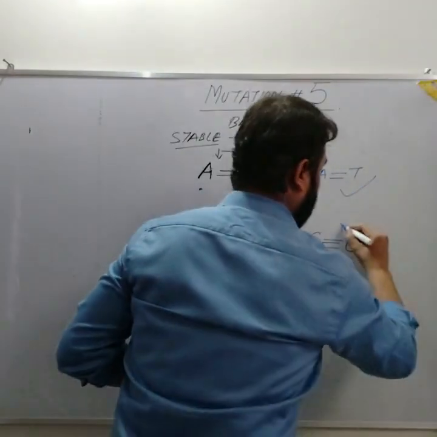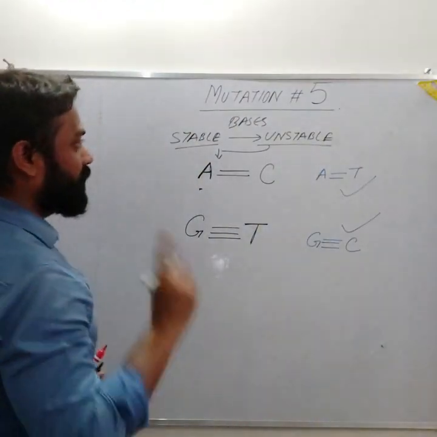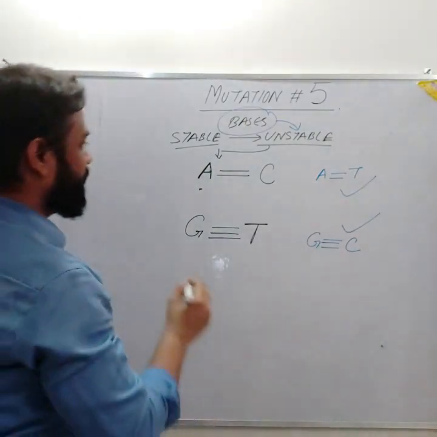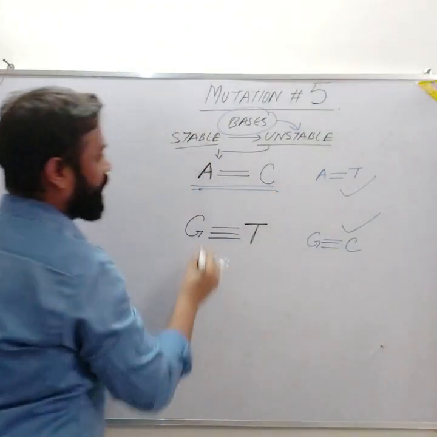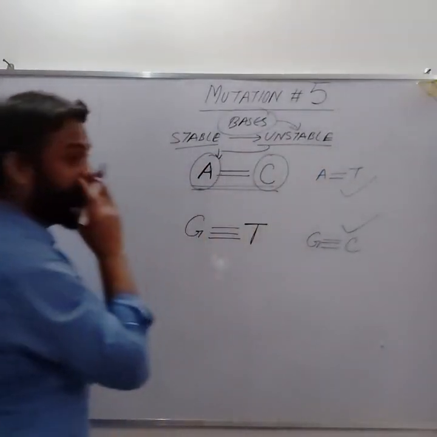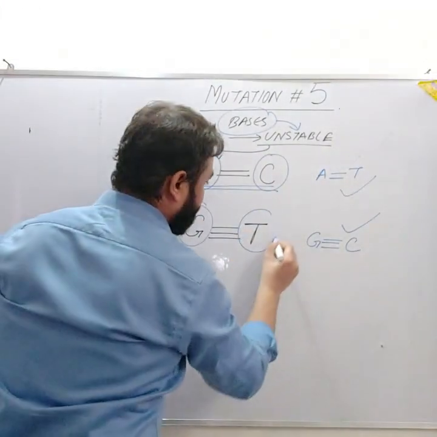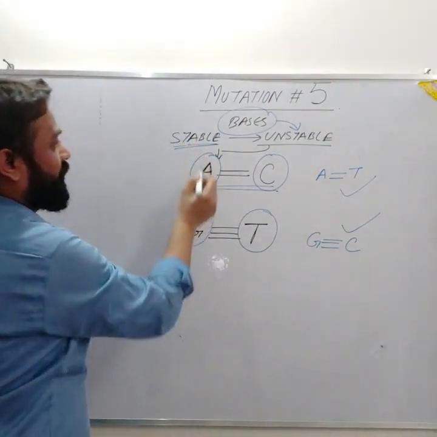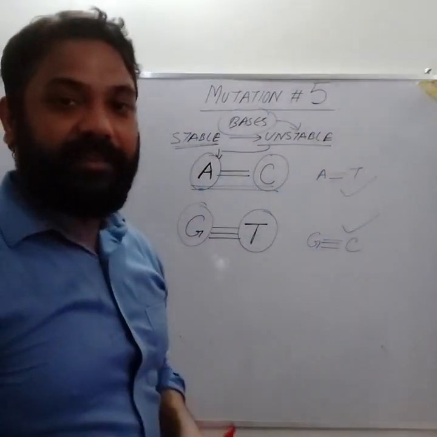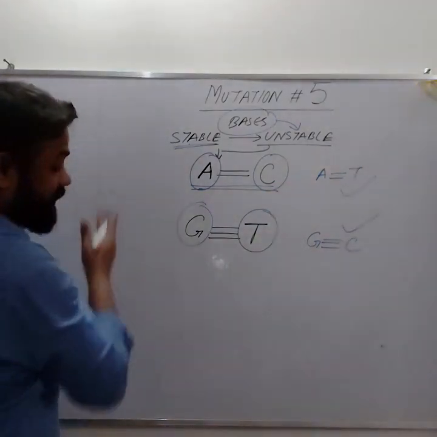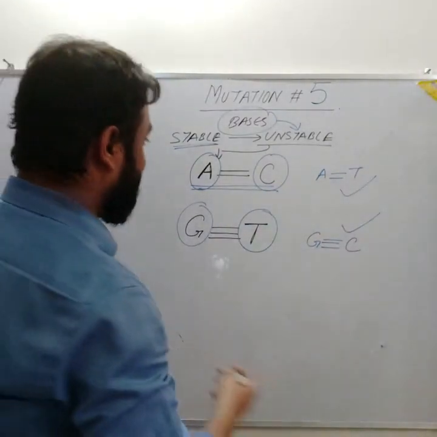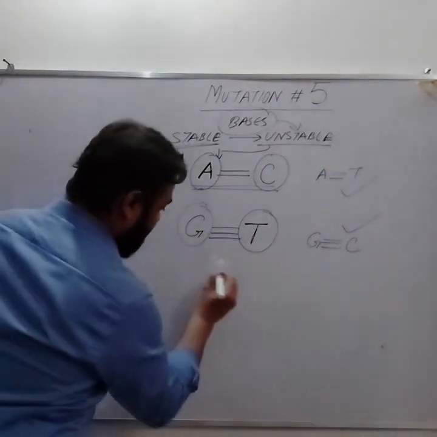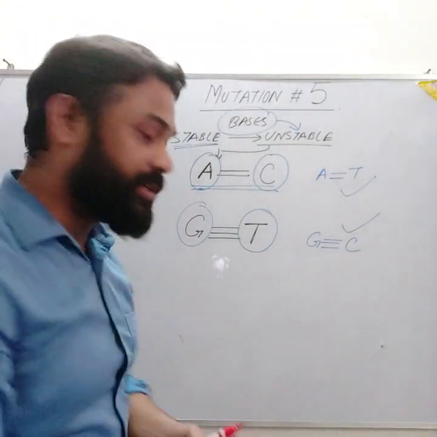Now this is the correct pairing, but once the bases become unstable, the result is that pairing is disturbed, and now adenine will pair with cytosine and guanine will pair with thymine. This is the result of tautomeric shift, when bases become unstable due to change in structure. As the result, what is the net result when base pairing is changed? There is a substitution in the strand.